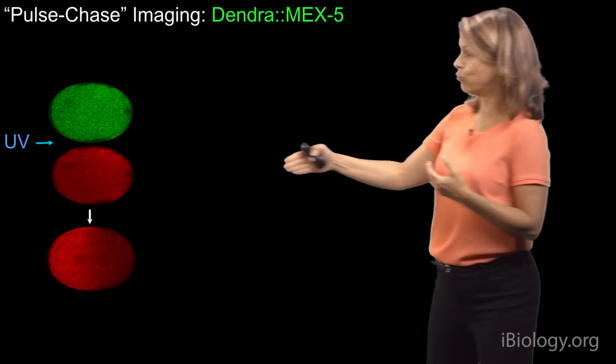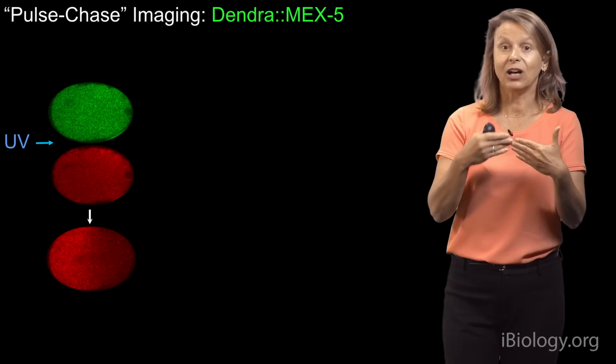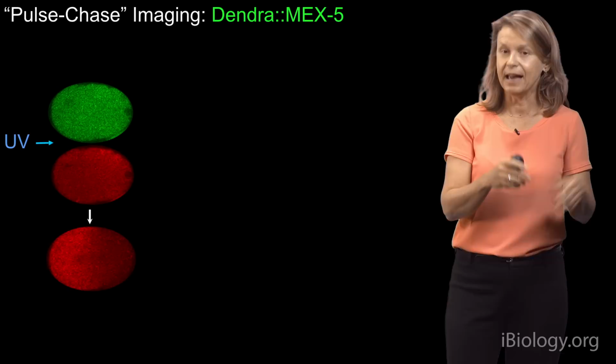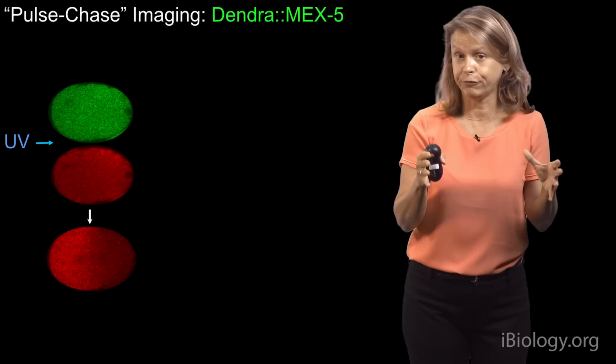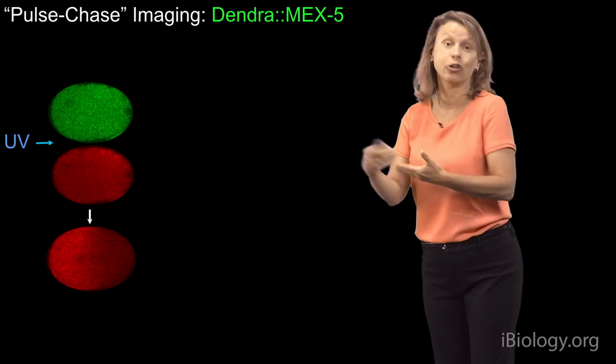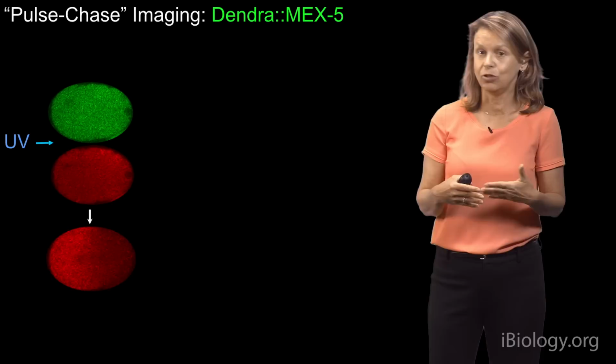Okay, and so this is a way to basically label protein at the time that you expose the embryo to UV light. Whatever protein is there is now going to become red. Okay, any new protein that's made later will still be green. So if you follow the embryos just looking at the red fluorescence, you can look at protein that was existing at the time that you started the experiment. Okay, so this is called a photoactivatable fluorescent protein, and it's very useful to follow proteins over time.